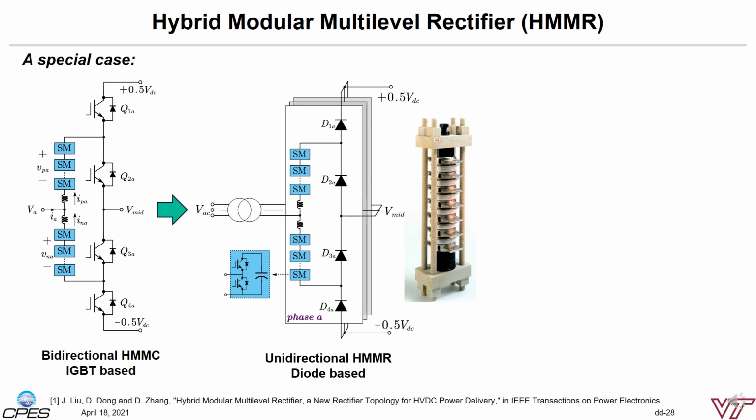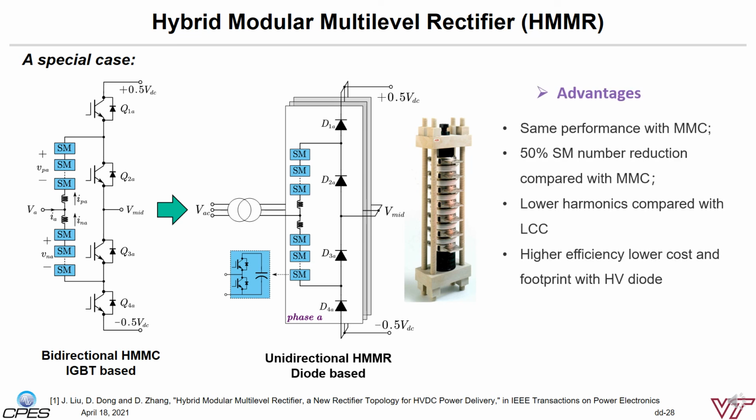As such, we created a new rectifier solution, namely the hybrid modular multilevel rectifier. There are many advantages. It can deliver the same AC output power quality as MMC, leading to small filter size. It eliminates 50% of the MMC switching modules in the system. Unlike the LCC solution, the high voltage diode commutation process doesn't rely on the AC grid, so it can operate at a weak grid without commutation failure concern. The efficiency can be much higher due to the use of high voltage press pack diodes. The total system footprint can be reduced a lot.